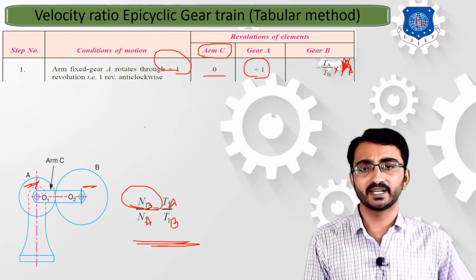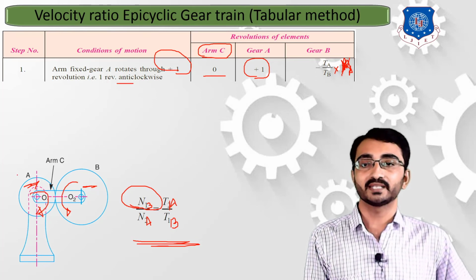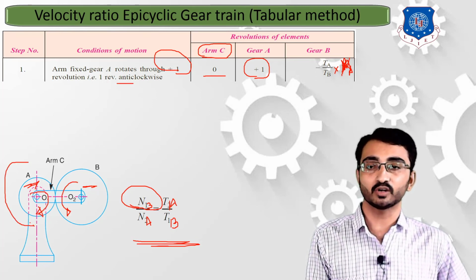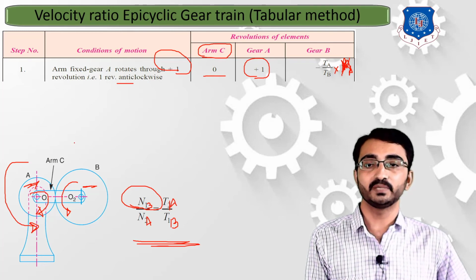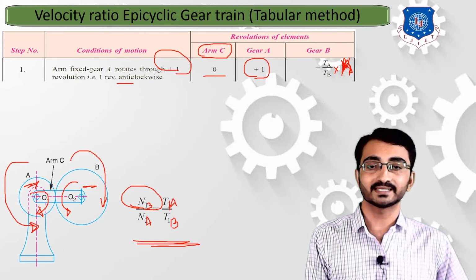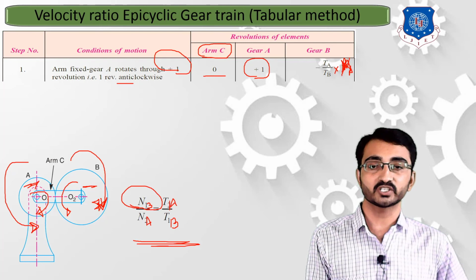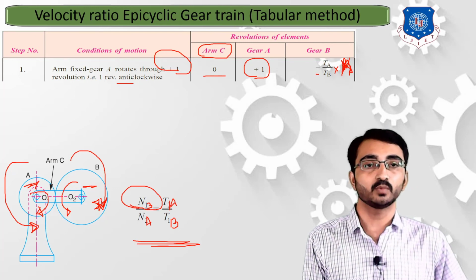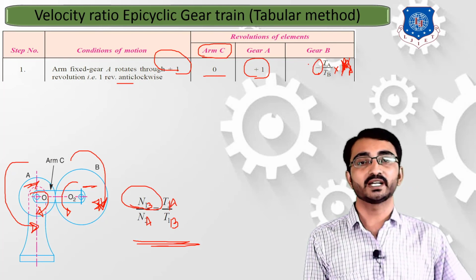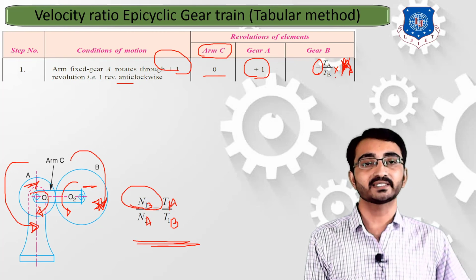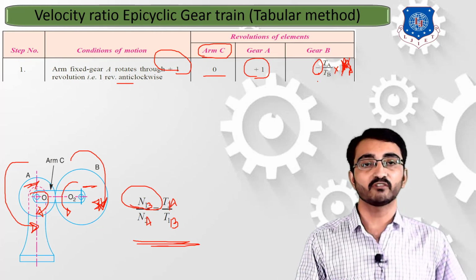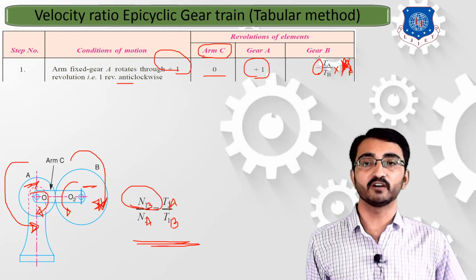Now another fundamental, we have assumed that your gear A is rotating in anti-clockwise direction, so your gear B will be rotating in clockwise direction. So for clockwise direction you have to mention symbol as minus over here, so that's why we have to put minus TA upon TB, that is your final equation of speed of gear B.